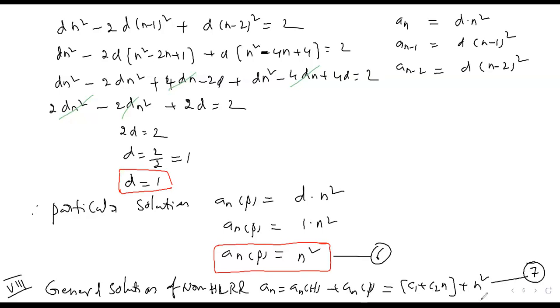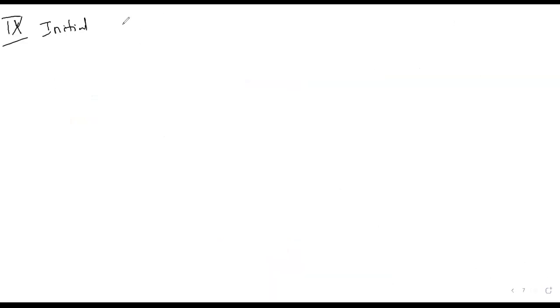Now come to this, this is the general solution. Now initial conditions, what they given? Initial conditions, a_0 equals to 25 and a_1 equals to 16. Now take it general solution.